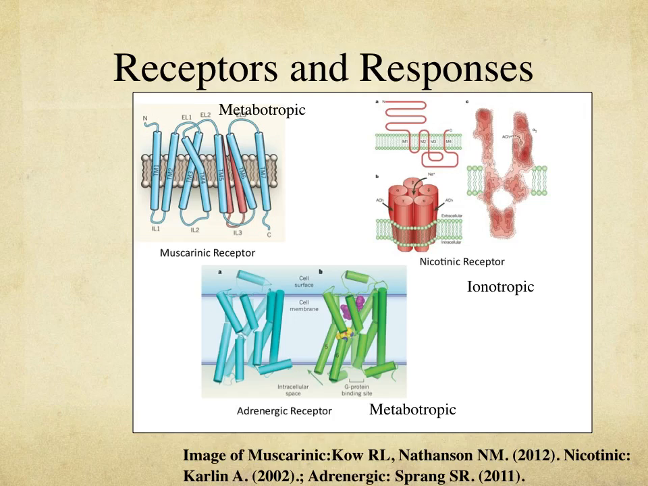Whereas on the muscarinic or the adrenergic receptor, what ends up happening is that we bind onto the extracellular part of the protein. That then causes a protein that's linked on the intracellular side to cause a cascade of events leading to the ultimate change that we see. And so we'll take a look at what each one of those will do here in a second.